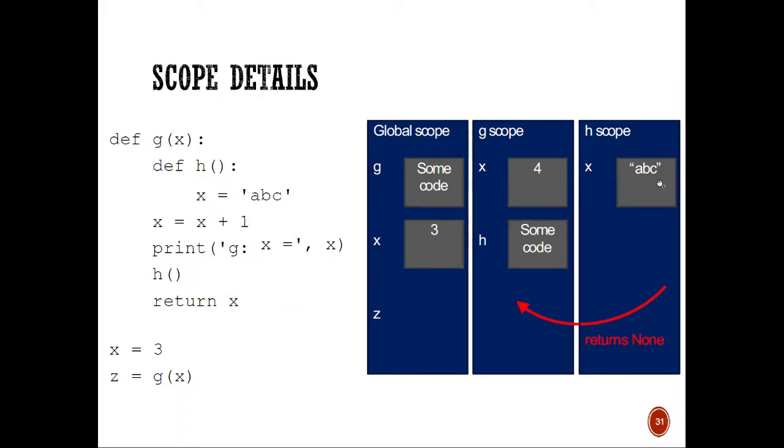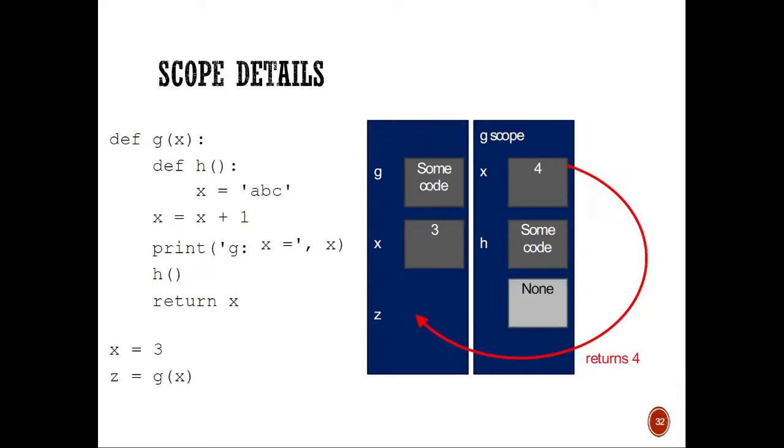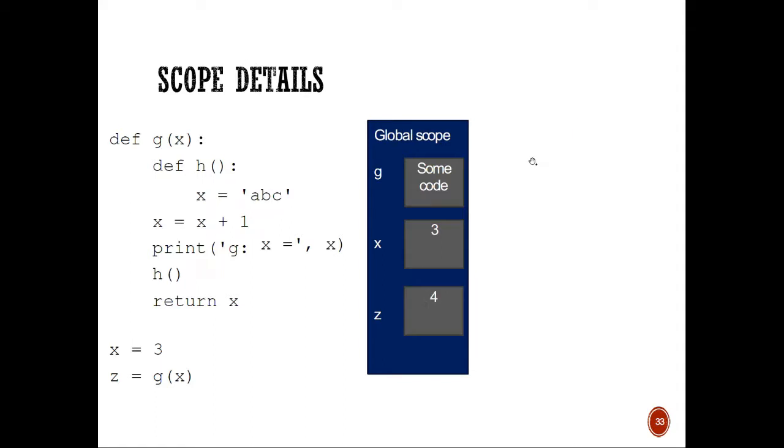Note that within the scope of h, the variable x has a value abc, but because it doesn't have a return statement, it will return a None to the scope of g. And then when we return x to the variable z, it will return the value 4, which was the value of x within the scope of g. So now in the global scope, we have g, which is a bunch of code. x in the global scope has a value of 3, and z has a value of 4.